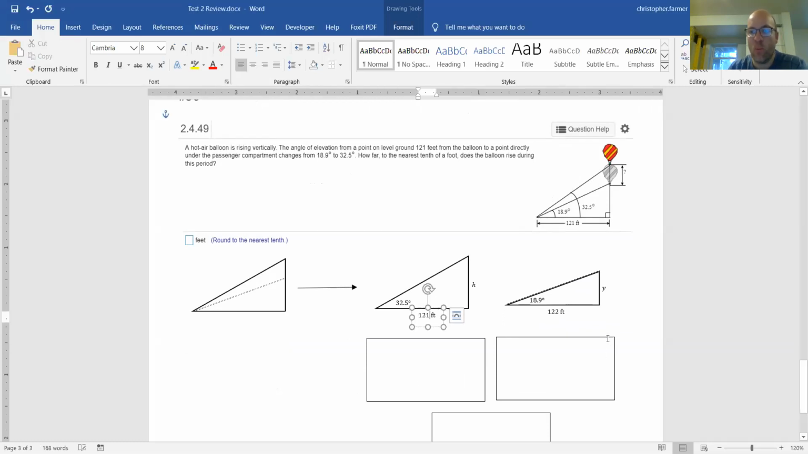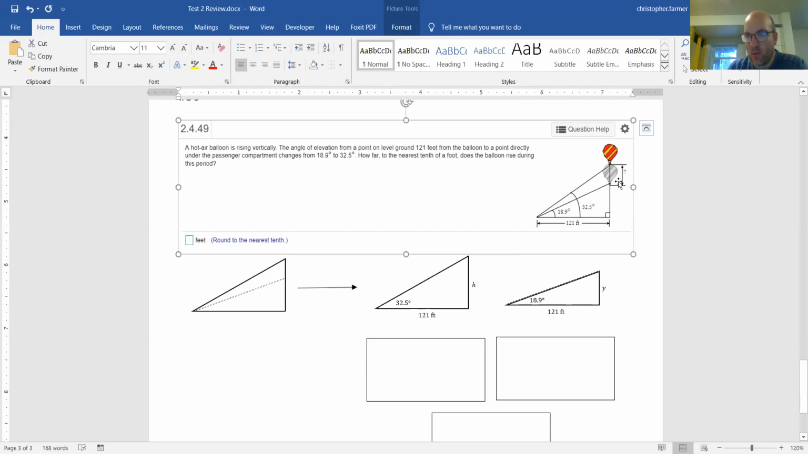The base is 121 feet along the bottom. I guess it's going to happen twice, but we don't know how high it went. The same thing's going on here. We're looking at this bottom right triangle this time. This one only has an 18.9 degree angle. Again, we know the horizontal distance, but we don't know its vertical distance. Just comparing and contrasting, the distance we're looking for is exactly the difference between these two heights.